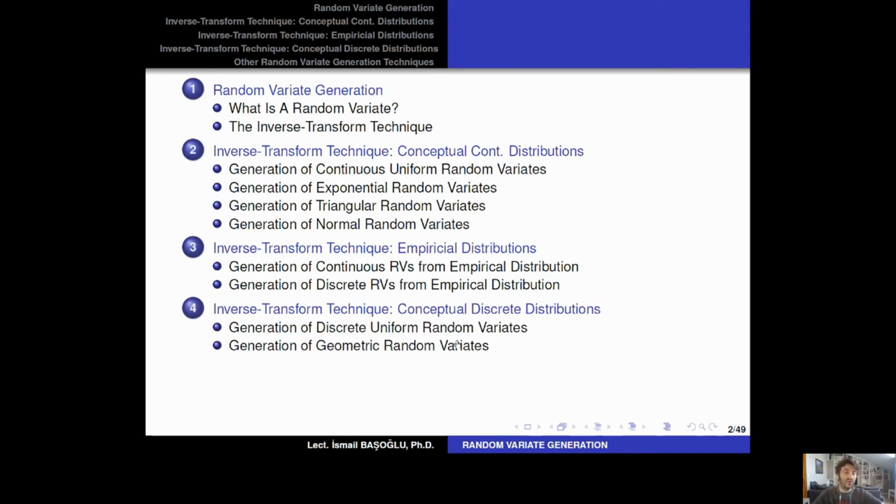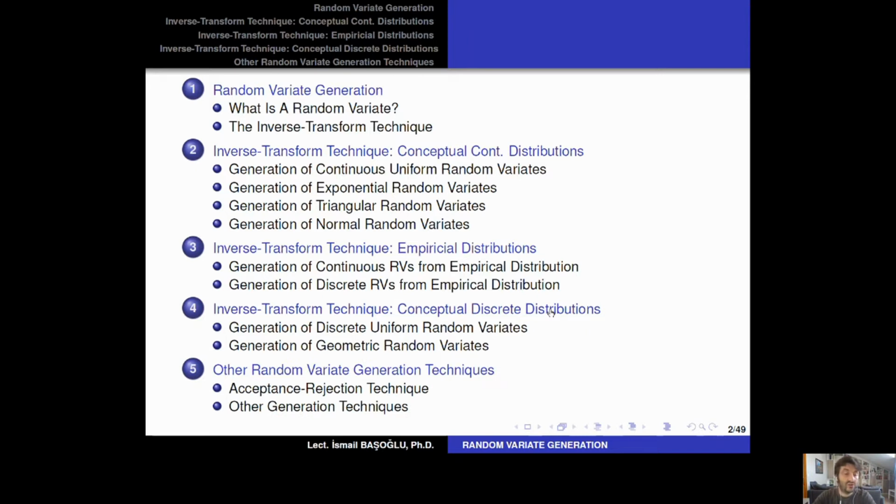And then we are going to learn about the inverse transform technique, again, to generate other types of discrete random variates, such as discrete uniform distribution and geometric distribution. Actually, there is not a simple way of generating random variates from Poisson distribution. Therefore, we are going to assume that generating random variates from Poisson distribution is the same way as generation of discrete random variates from empirical distribution.